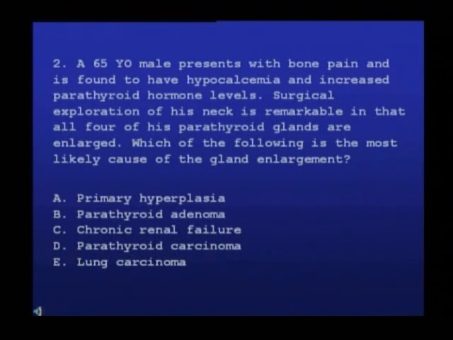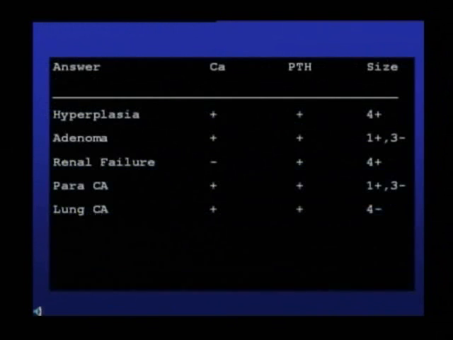Blood values presented are compatible with secondary hyperparathyroidism. Consider the possibilities with respect to blood calcium levels, parathyroid hormone levels, and gland size. Primary hyperplasia results in a primary hyperparathyroidism in which blood chemistries would be remarkable for an increase in calcium and an increase in parathyroid hormone. All 4 glands would most likely be variably enlarged. Parathyroid adenomas could be hyperfunctional in that PTH levels could be elevated, causing calcium levels to increase. Most likely, the gland harboring the adenoma would be enlarged, while the remaining 3 glands could be reduced in size due to atrophy.